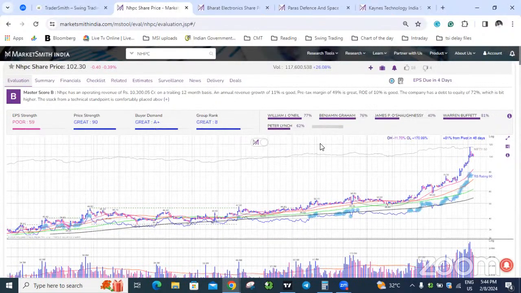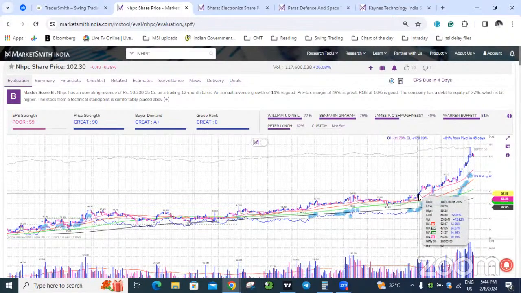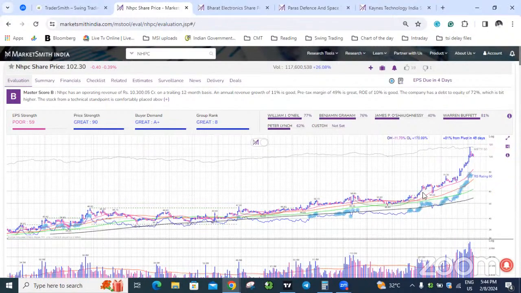NHPC is on an uncharted trajectory. There has been a huge gain in the last couple of months; it has doubled in just that time. And in the last 2-3 days, after hitting almost 115-116, there is some volatility. Once again, I would not suggest taking a fresh position, but trail your stop loss, whomsoever is holding.